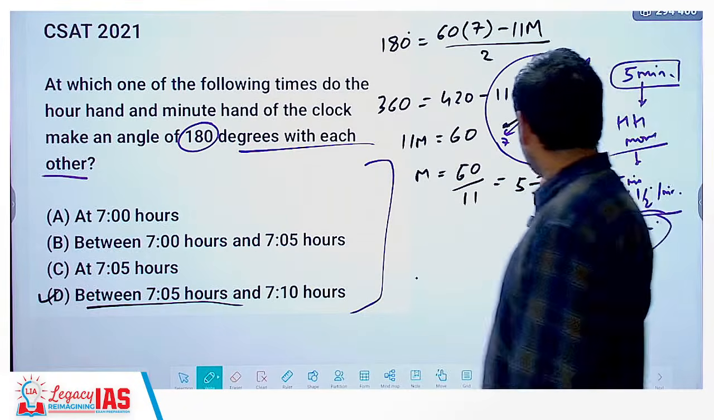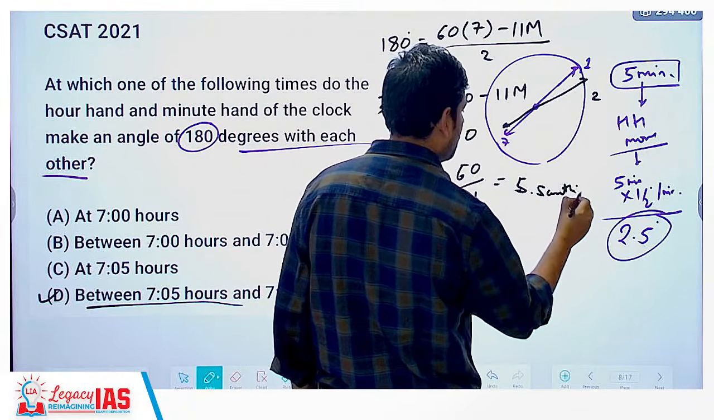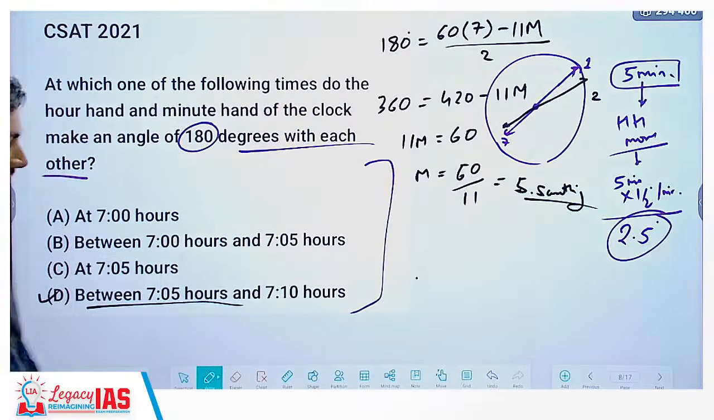So basically 5 point something. So 5 point something is what you get. 5 point something means what? Between 7:05 and 7:10. So D becomes your answer.